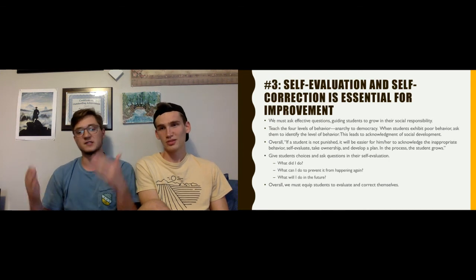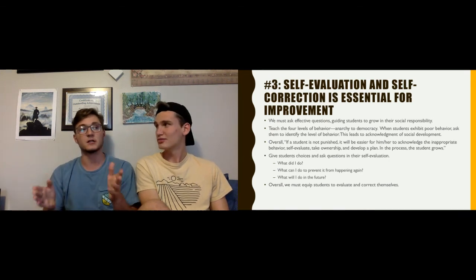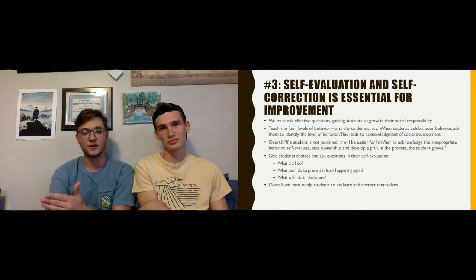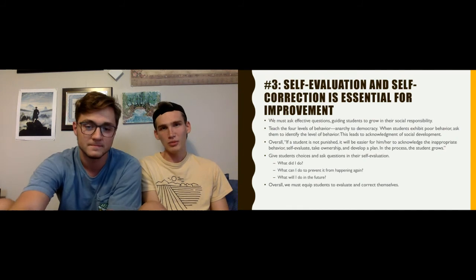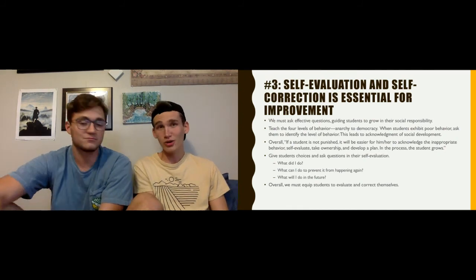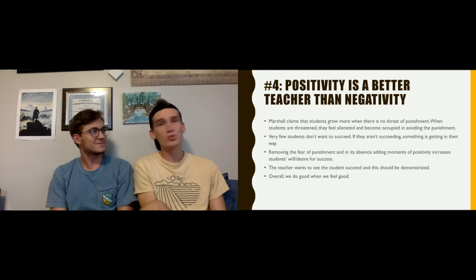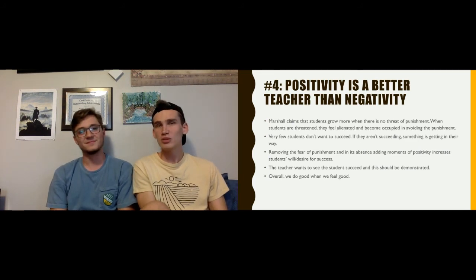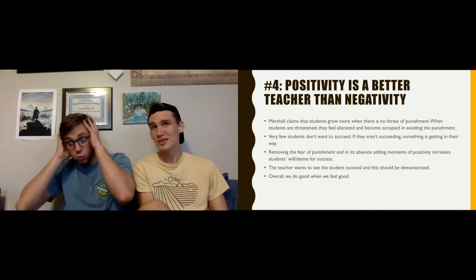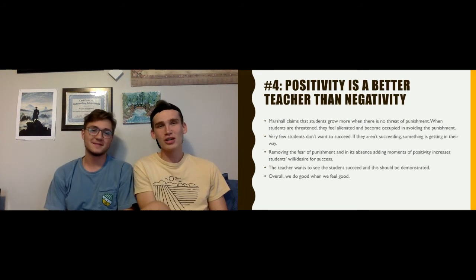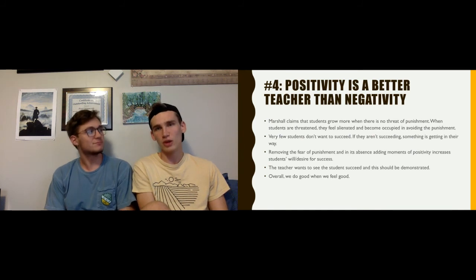So part of it is taking down that shield and telling students exactly what you expect of them and what you need from them. So overall, we must equip students to evaluate and correct themselves. And Matt started talking about our next topic. Go ahead. You're good. Positivity. In your example that you just used, when you're pulling a student out maybe of the classroom, you want to meet them with positivity because positivity is a better teacher than negativity. No way. Yeah, and Marshall goes on to claim in his article that we used that students grow more when there is no threat of punishment.